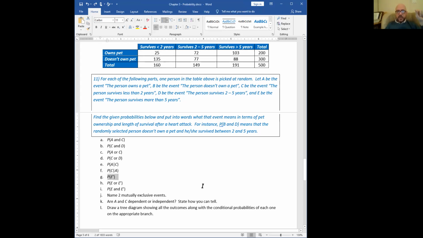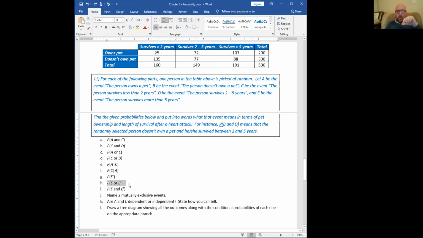Probability of E complement. E was this one. So E complement is everything that's not in this, which is to say all this stuff, which we already found, right? That was 309 out of 500. We already figured that out. So E complement and C or D are the same thing, right? They're just written differently.